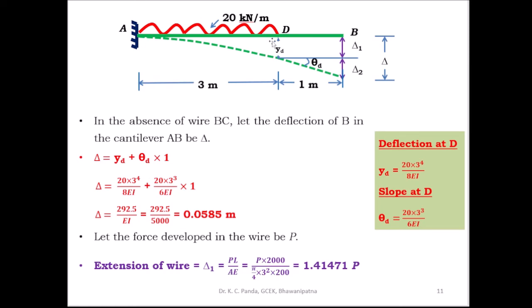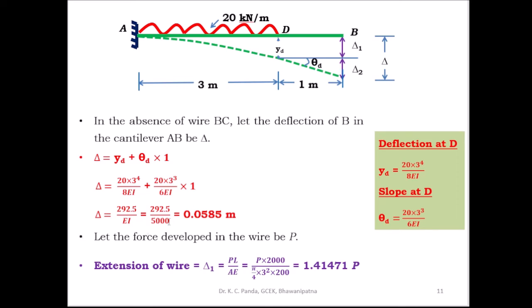Due to the uniform distributed load, what is the deflection at D? YD is equal to 20 into 3 to the power 4 by 8 EI. And what is the slope at D? Theta D is equal to 20 into 3 cube by 6 EI. Then you can find out the deflection at the free end B. So delta is equal to 20 into 3 to the power 4 by 8 EI plus 20 into 3 to the power 3 by 6 EI into 1.